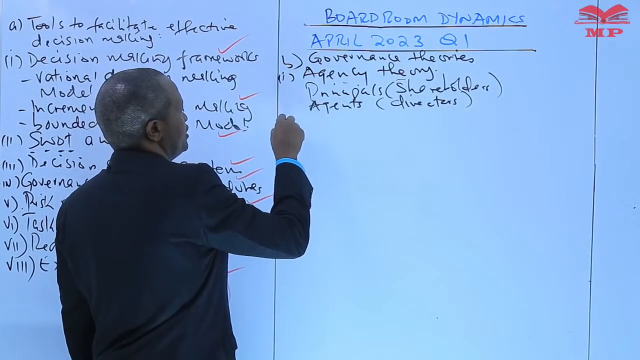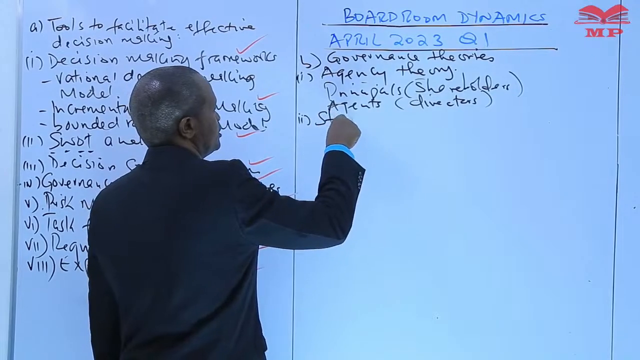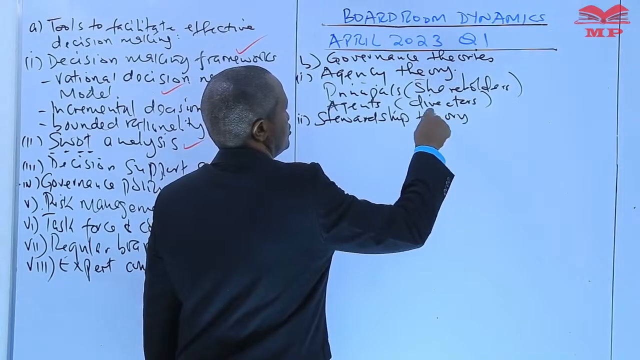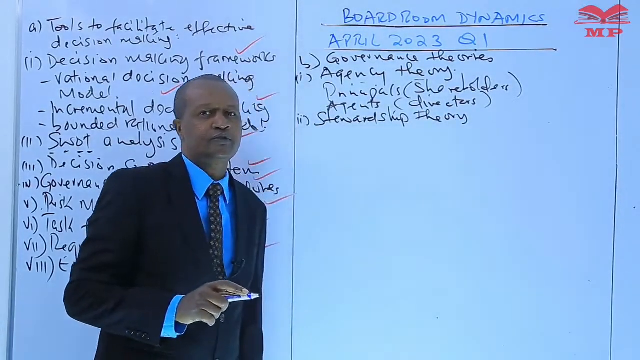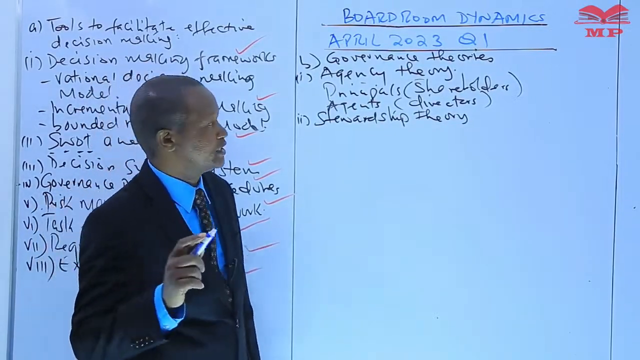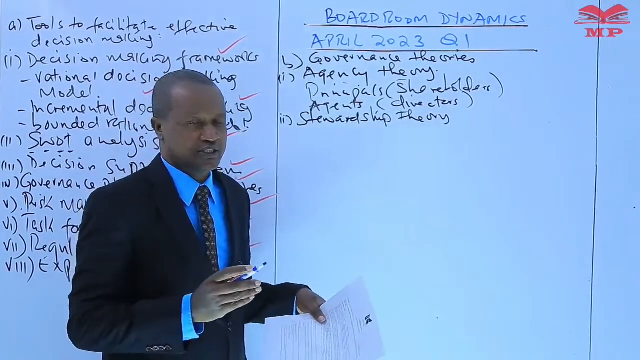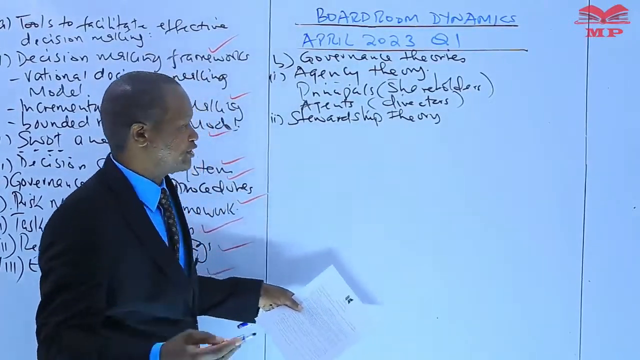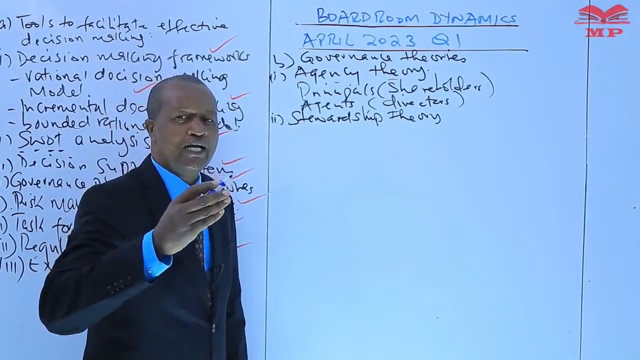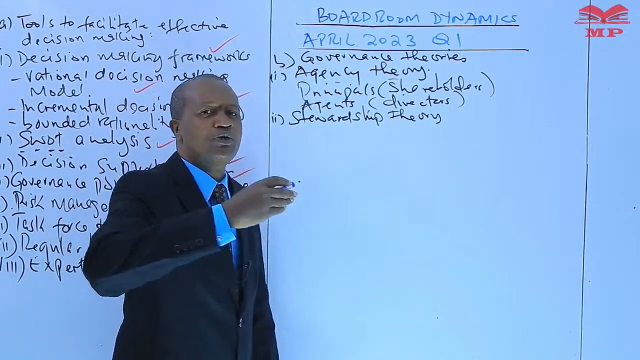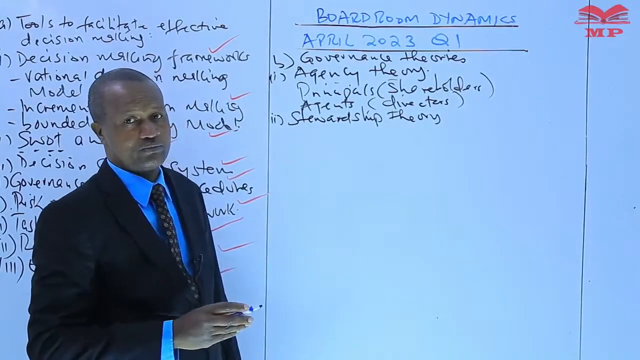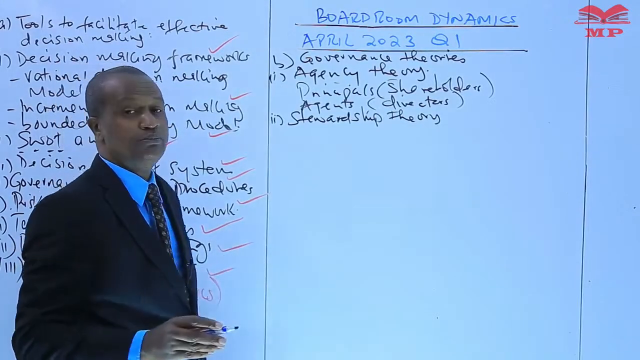The second governance theory is stewardship theory. Now, in contrast to the agency theory, the stewardship theory views directors and managers as stewards who act in the best interest of the company. According to this theory, directors are more likely to make decisions that promote long-term organizational success, sustainability and growth.